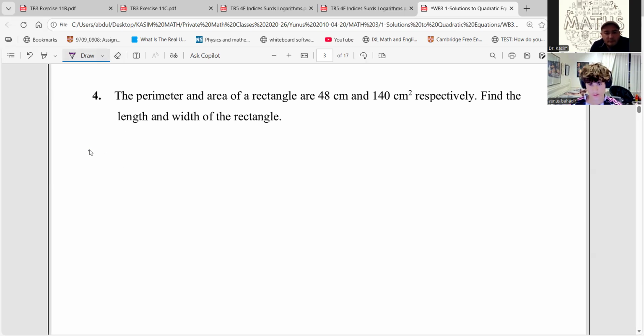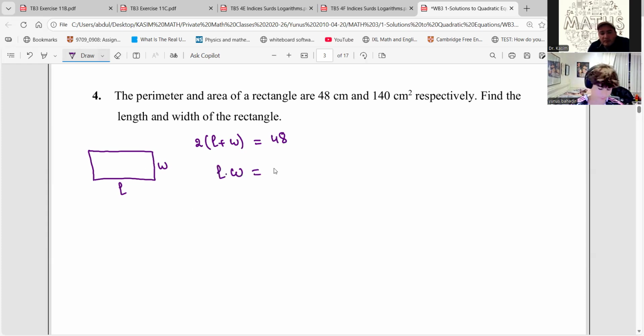Then it says the area is 140. So let's say length is L, width is W. So the perimeter is 2 times length plus width, right? It says perimeter first. That's equal to 48. And the area is length times width, that's equal to 140.